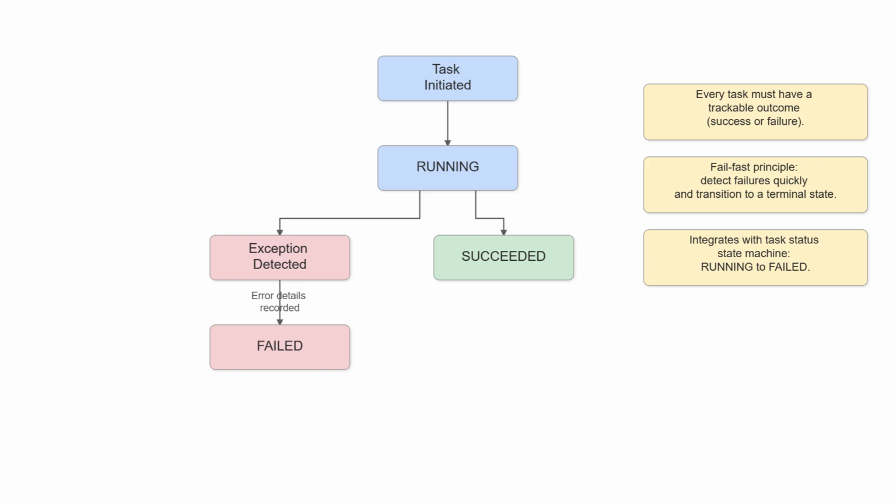This approach integrates seamlessly with a task status state machine, transitioning a task from running to failed when an exception occurs. This embodies the fail-fast principle. Instead of letting tasks linger and consume resources, we quickly detect failures and move them to a terminal state. This keeps your task queue healthy and provides immediate feedback for troubleshooting, allowing your teams to address issues proactively rather than reactively. It's a fundamental shift from hoping things don't fail to gracefully managing when they do.